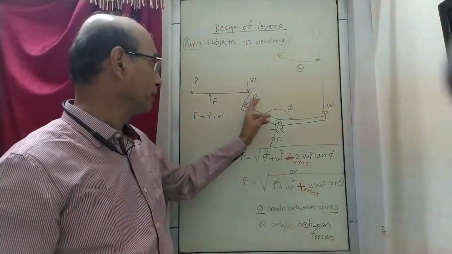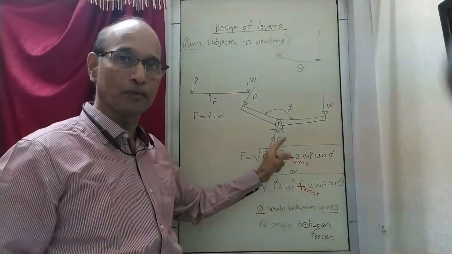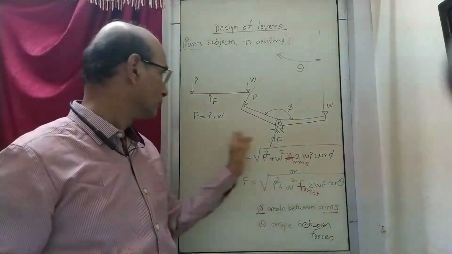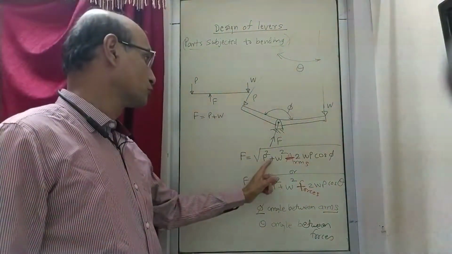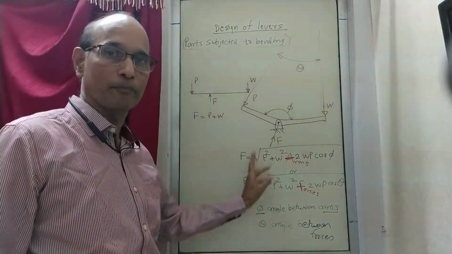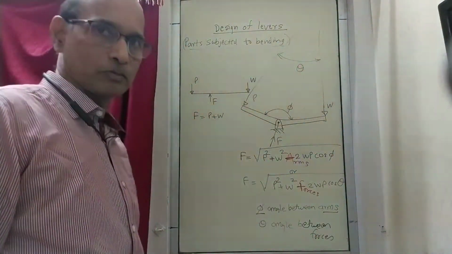So by applying P and W in this equation and the angle, you can find out the reaction at the support. Now in this example, if you put phi as 180 degrees, you will get this, because it is P square plus W square plus 2WP, which is the square of P plus W. So the square root gives P plus W, which is this. That way you can find it out.